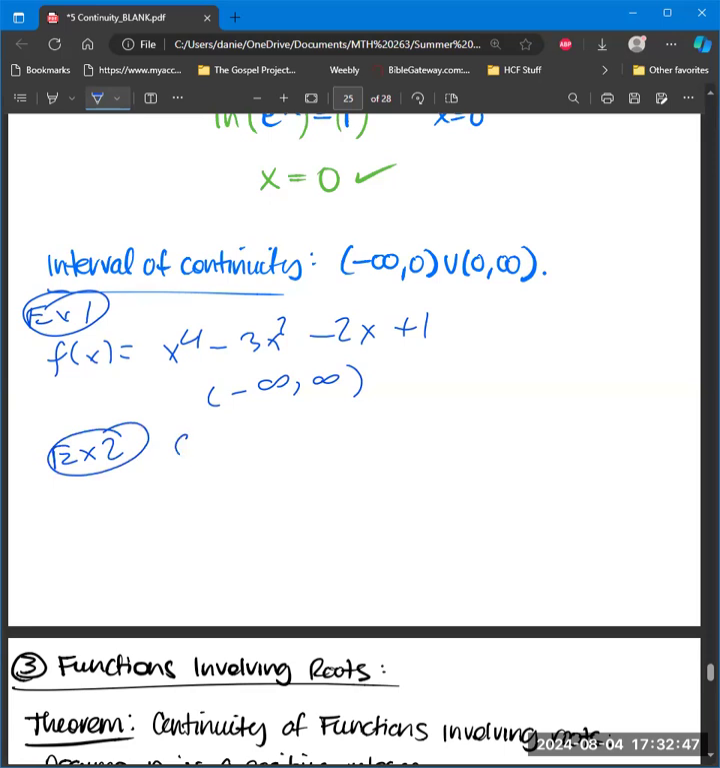Example 2 here, f of x is equal to x squared plus 2x plus 7 over x minus 1. And that is going to be continuous on its entire domain, which is everywhere other than x equals 1. So negative infinity to 1, union 1 to infinity.